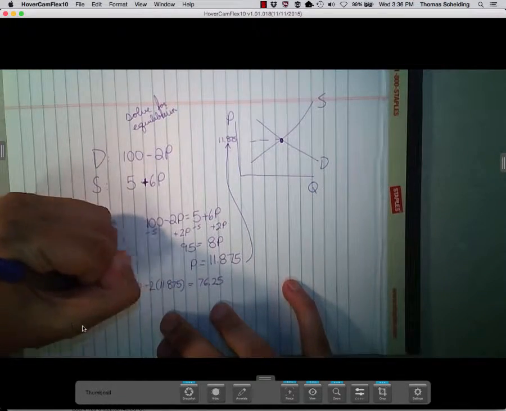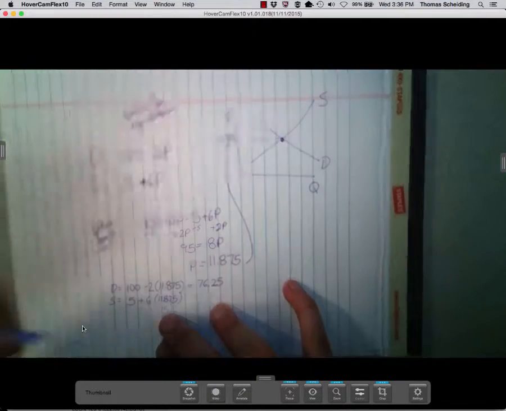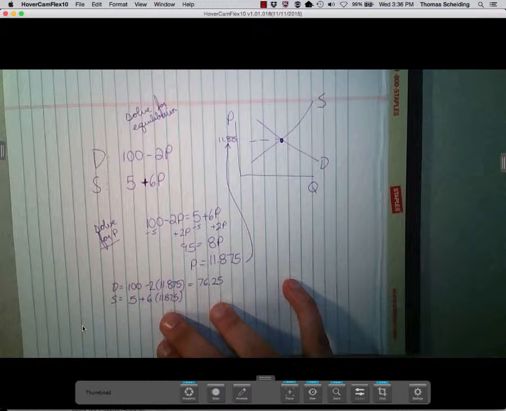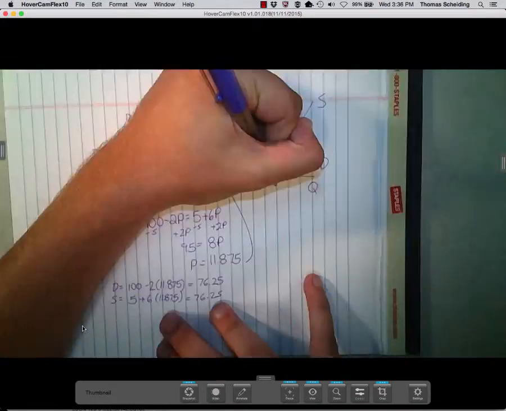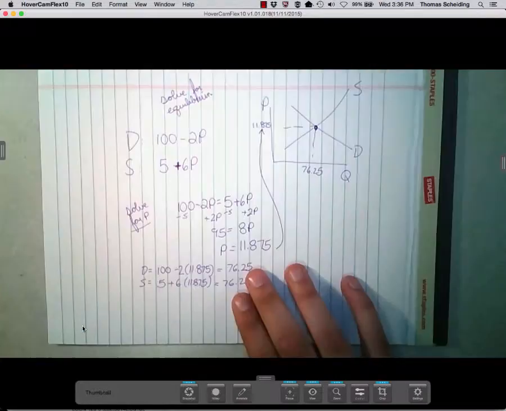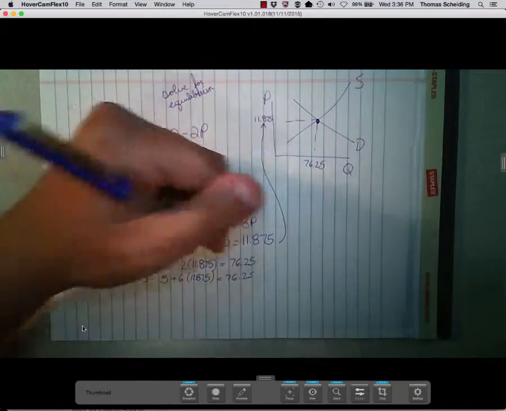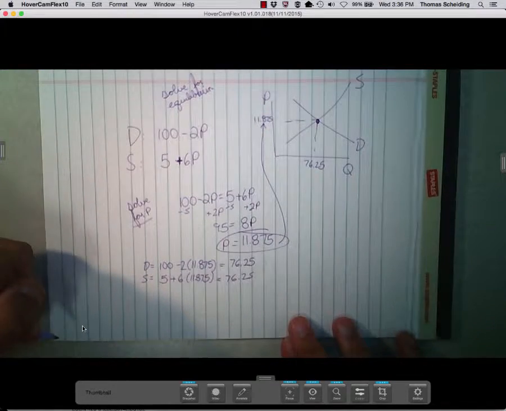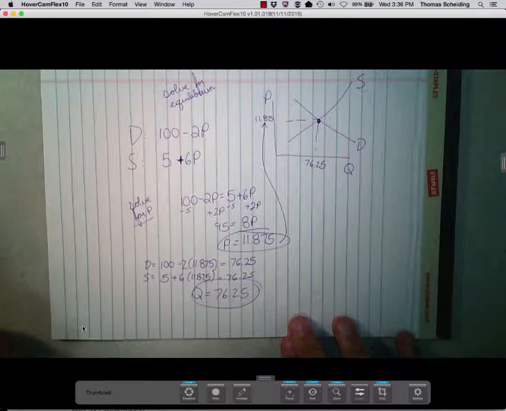Let's prove that for the supply function, it's the exact same answer. And it is. And that is how we solve for an equilibrium price and quantity. My equilibrium price is 11.875. My equilibrium quantity is 76.25.